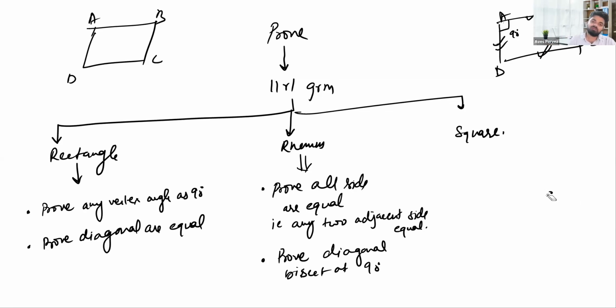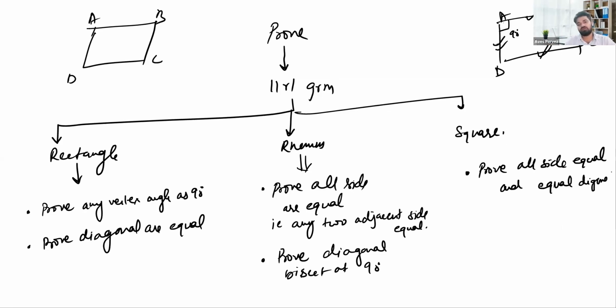Next one is, for a square, what do you need to prove? Prove all sides equal and equal diagonals. You can prove this one. Or prove all sides equal and vertex angle 90 degrees. In a parallelogram, if all sides are equal and any one of the angles is 90 degrees, then it is a square.